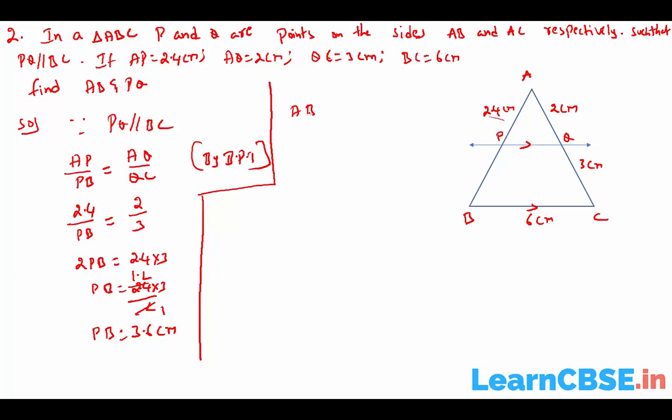AB equals, from the figure, AP plus PB. Here AP is 2.4 and PB is 3.6. Total sums up to 6 centimeters. Now we have to find the PQ.